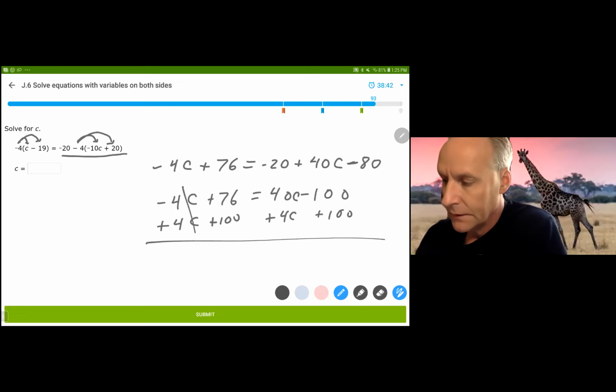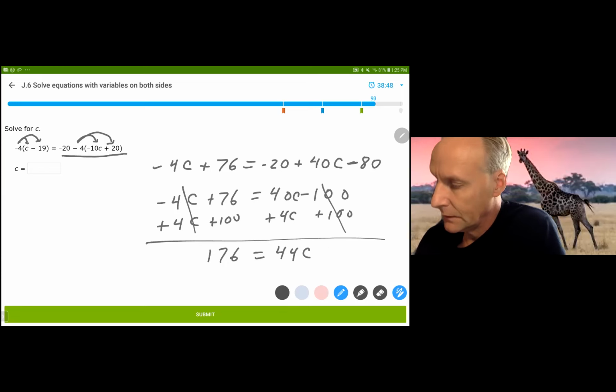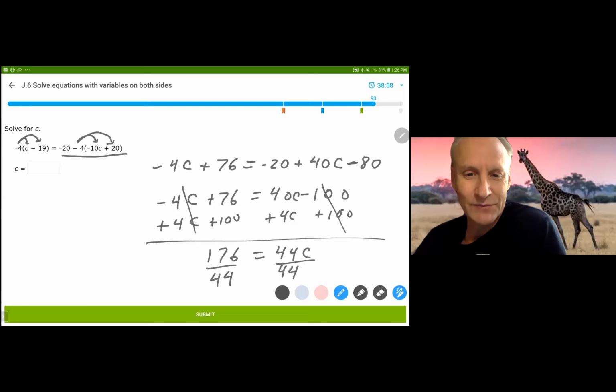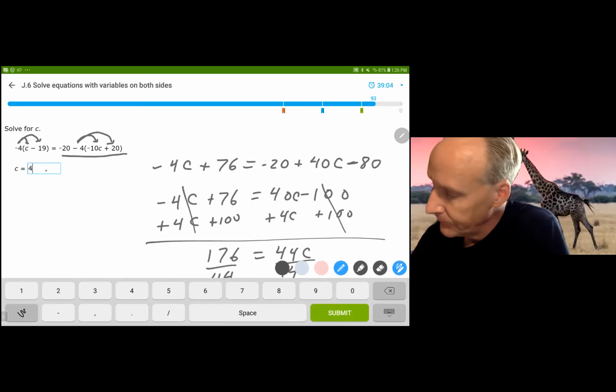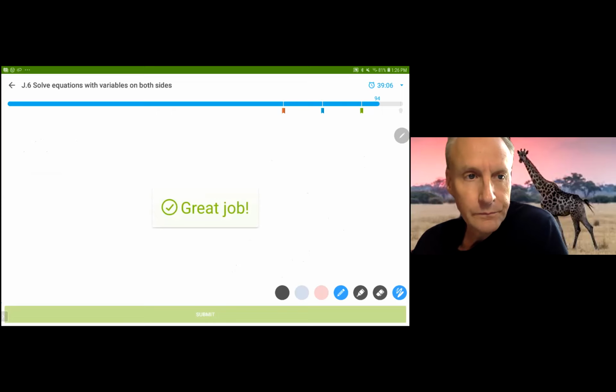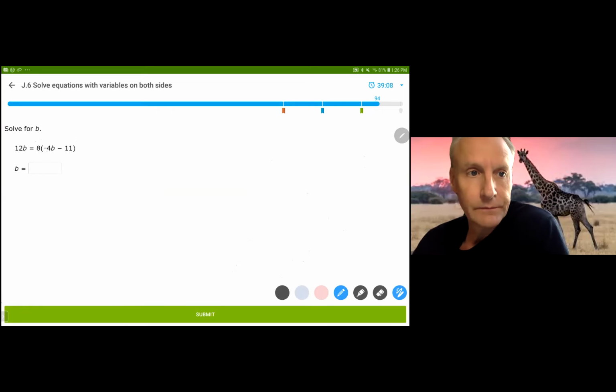And I get 176 is equal to 44c plus 0. Dividing by 44 gives me 4. 44 goes into 176 4 times. Almost done. Sorry about all the errors.